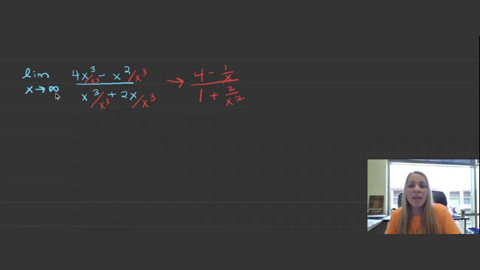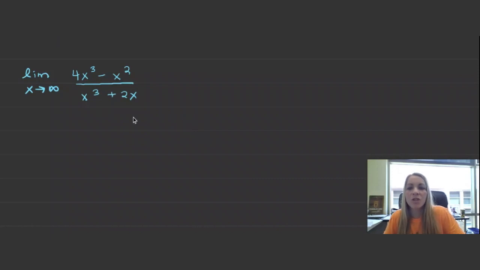Now, if I imagine plugging some really large number in for x, I have 1 over some really huge number. 1 over some really huge number is going to get really close to 0, so we can treat this number as if it's 0. Same here. 2 over some really large number squared is going to be really close to 0, so we can treat this number as if it's 0. Then we're just left with this 4 divided by 1, which is 4.